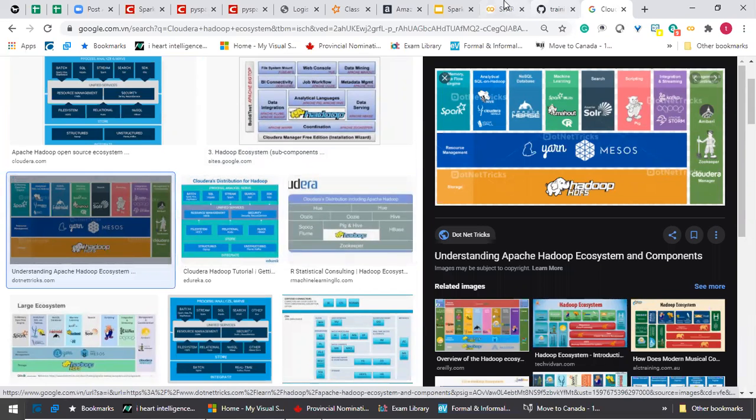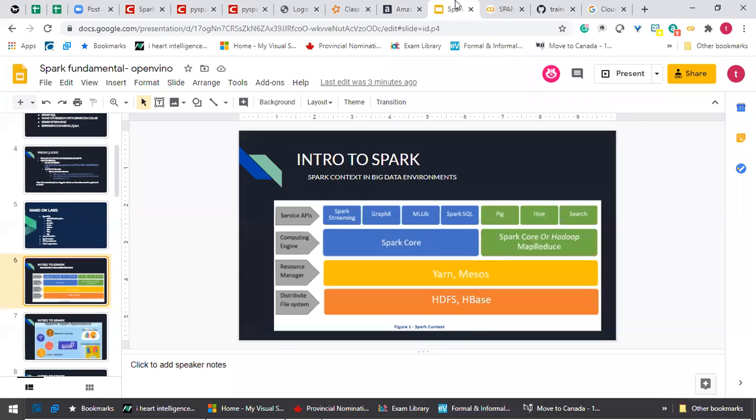But then for Spark, we still use HDFS. So basically, HDFS is the Hadoop Distributed File System, so we will still use that. It's still Spark. The core of it is to use a distributed system. And so we have a distributed system.